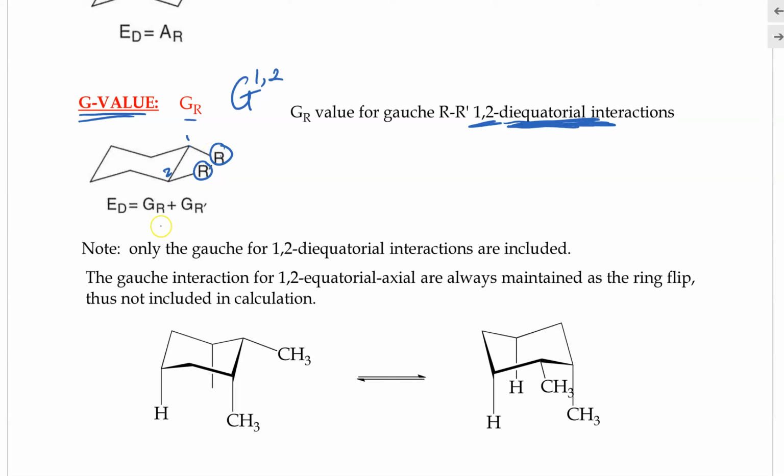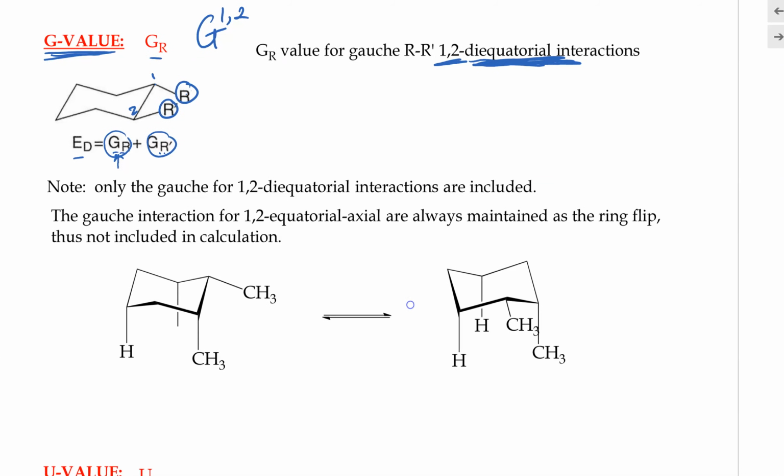Now, depending on the interactions and the nature of what this alkyl group would be, we add the interactions together, so the total destabilizing energy equals GR plus GR prime, depending on what these two values will be. We'll be given how to look up these values in a little bit. But that is how we can calculate how much destabilizing energy we have from these G values. Here's something very important to take notice of with the 1-2 location: only the 1-2 di-equatorial position would interact with each other, and that is included in the calculation.